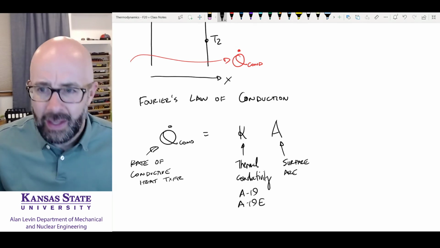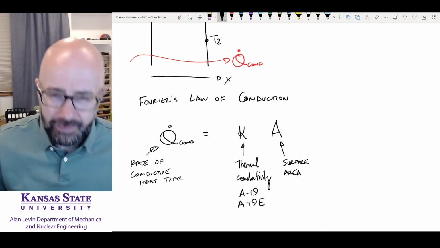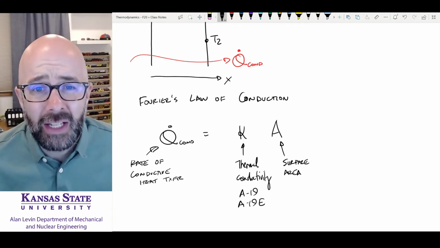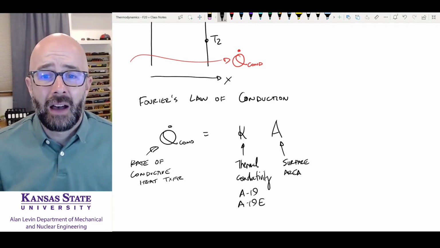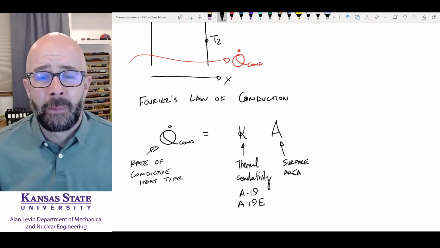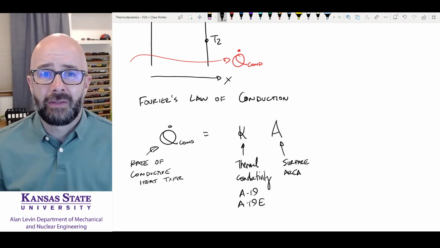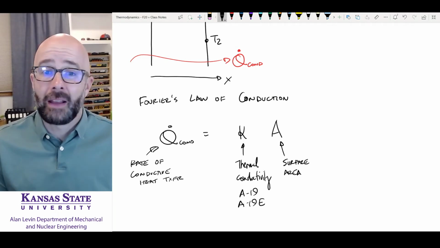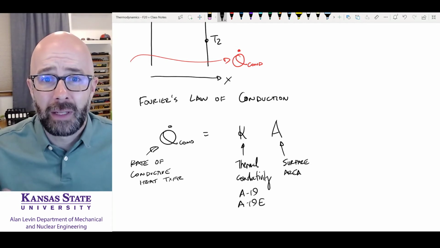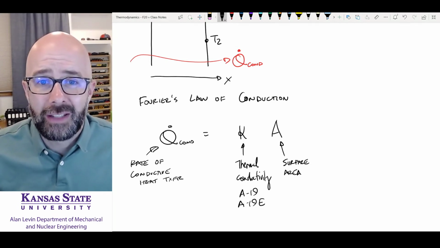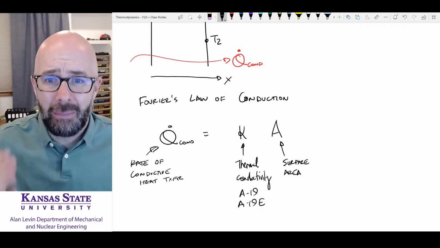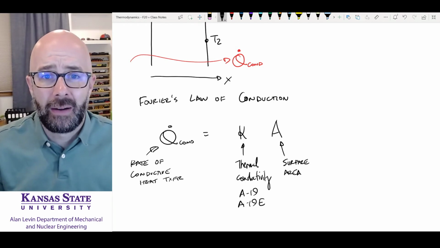Okay, what's something else that determines the rate of conductive heat transfer? Well, if you have a big temperature difference, like if I go out to my barbecue grill and I start it up and it's at 500 degrees and I put my hand on it, there's going to be a lot of heat transfer there.